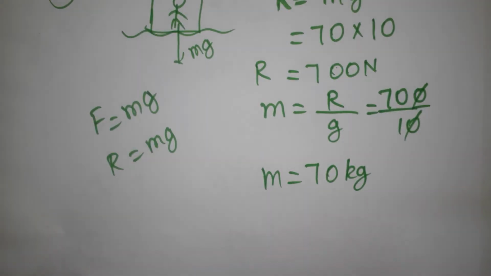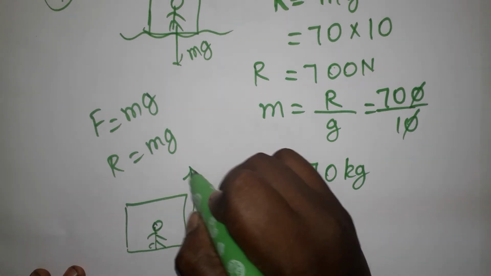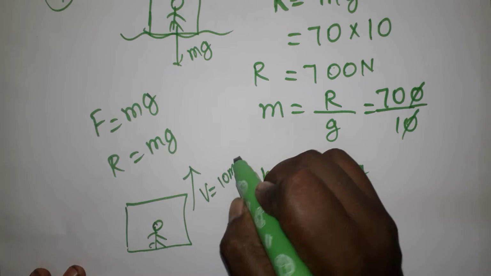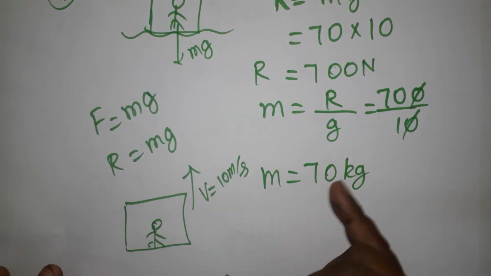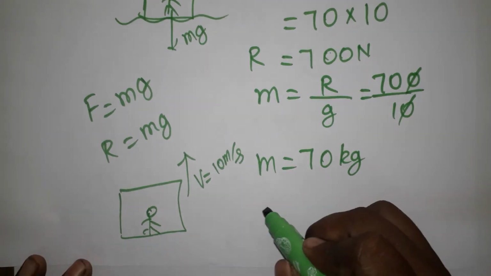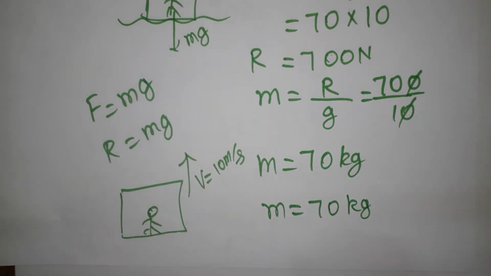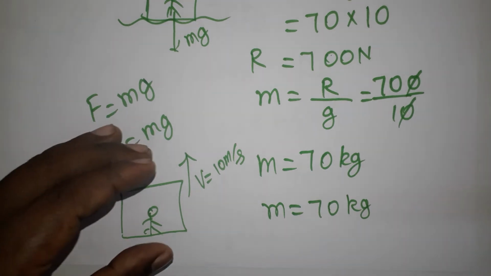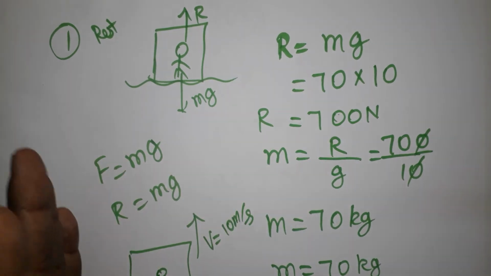Now the next case, the lift is moving up with uniform velocity, 10 meter per second. When the lift is moving up or down with uniform velocity, there is no change in the acceleration due to gravity. The mass is going to be the same. Practically this does not happen, the lift does not move with uniform velocity. Even if it moves with uniform velocity, the answer will be the same as the rest case, because that does not change any of the effect.